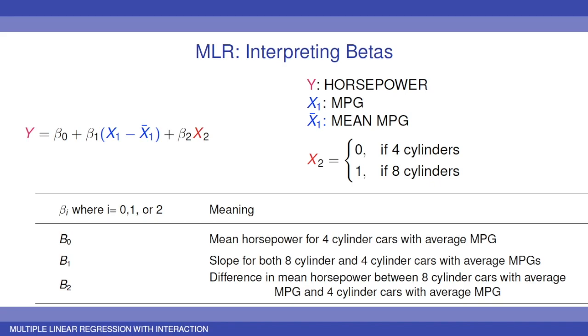From the previous slide, we can deduce that beta 0 is the mean horsepower for 4-cylinder cars with average MPG. Beta 1 is the slope for both 8-cylinder and 4-cylinder cars with average MPGs. And beta 2 is the difference in mean horsepower between 8-cylinder cars with average MPG and 4-cylinder cars with average MPG.